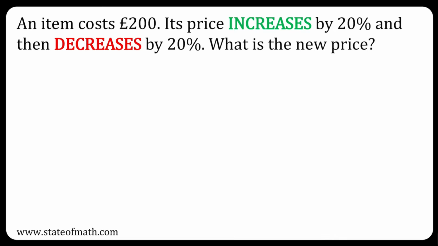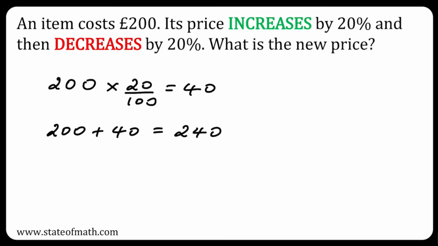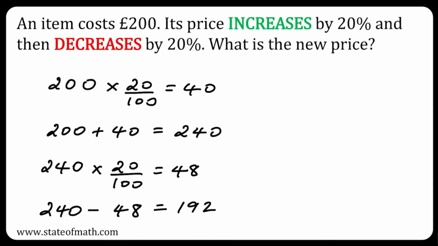To understand why this is wrong, let's break the problem into steps. Step 1, start with 200. 20% of 200 is 40. Increasing 200 by 40 will give 240. Step 2, start with 240. 20% of 240 is 48. Decreasing 240 by 48 will give 192, which is less than what we started with.